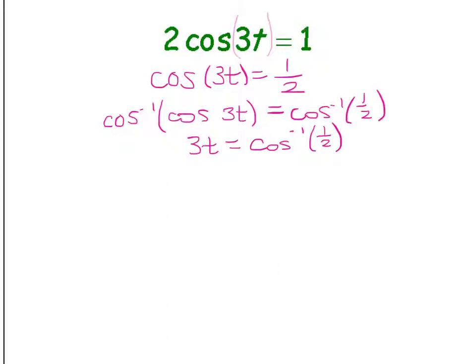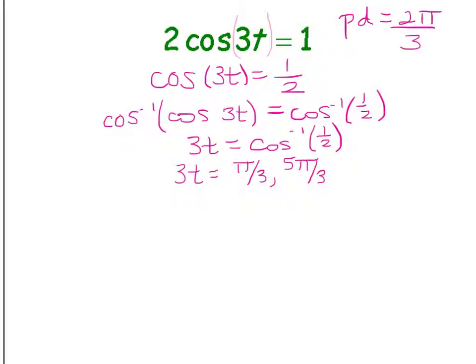Well, where is cosine 1/2? Cosine is 1/2 at pi over 3, and then again at 5 pi over 3. But notice that's what 3t equals. I'm interested in values for t. Now I want you to recall that the 3 in front of t here gives us a period change in the graph of this function. So we're looking at a graph that has a period of 2 pi over 3.